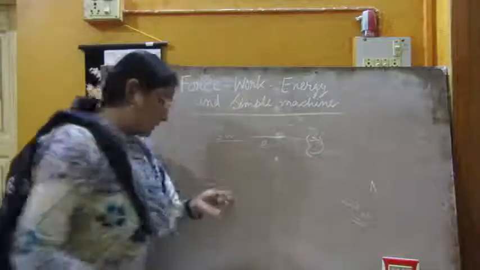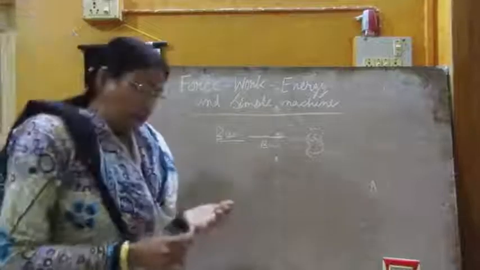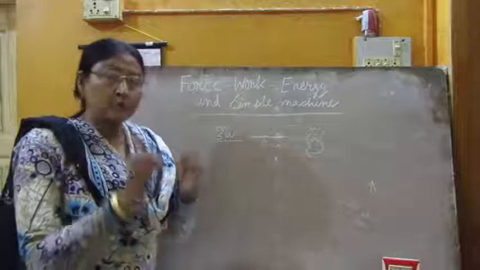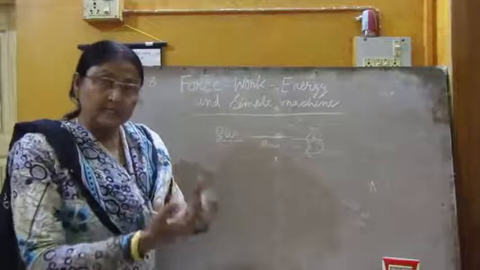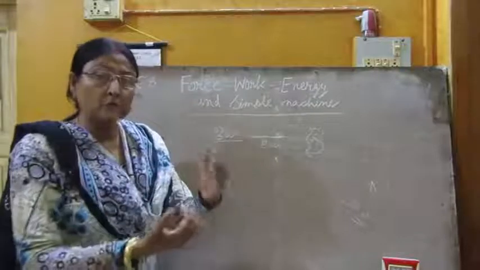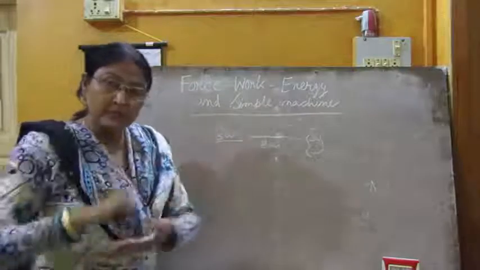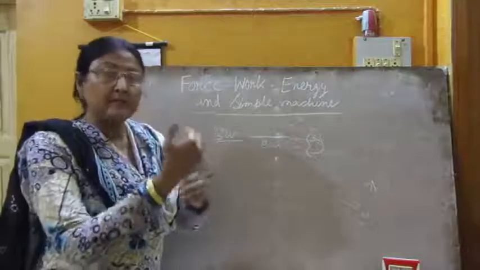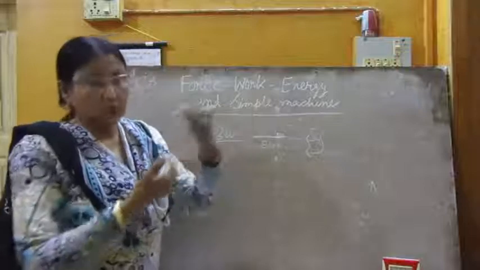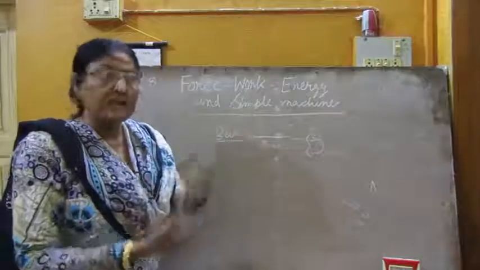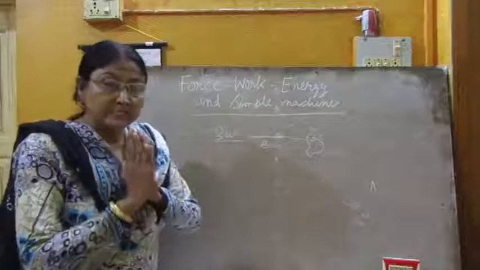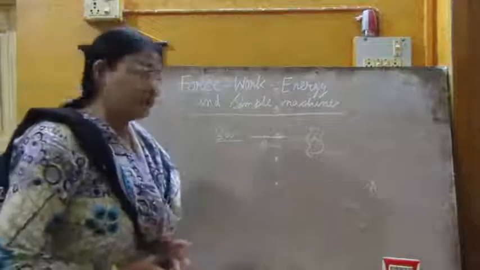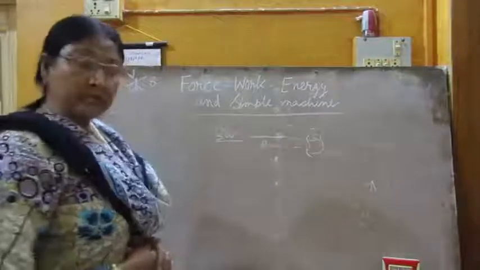So what conclusions are we getting? Force can change the shape of an object. Force can make a rest object move. Force can make a moving object come to rest. Force can change the speed, making it higher or lower. And force can change the shape or size of the object. So many effects of force we can see.